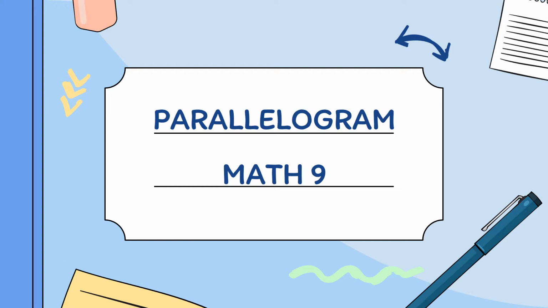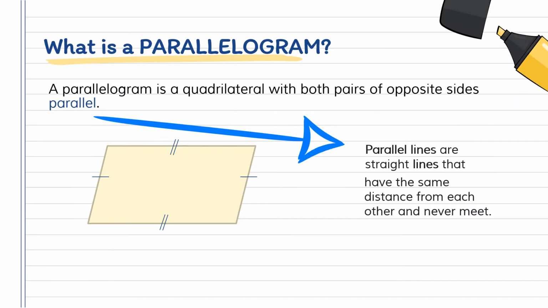And for today, our lesson will be all about parallelograms. This lesson will teach you what parallelograms are and how you can determine if a quadrilateral is a parallelogram. First, let's define what a parallelogram is. A parallelogram is a quadrilateral with both pairs of opposite sides parallel.